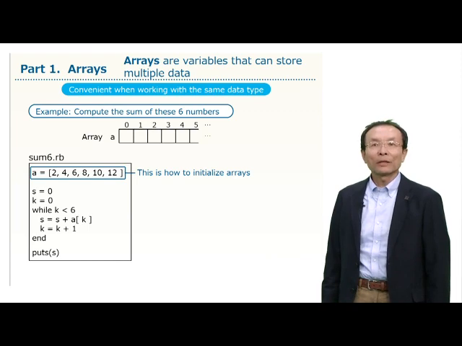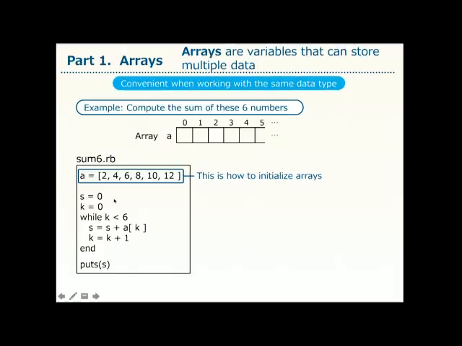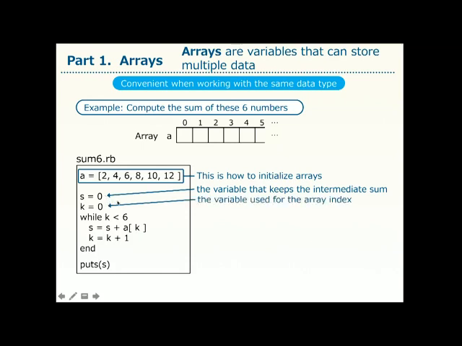Let's see how to calculate the sum. We use the variable s to keep the intermediate value of the sum. We initially set s to 0. Next line is for the variable k that is used as an index of the array. In Ruby, the index of every array starts from 0, so we set 0 to k.